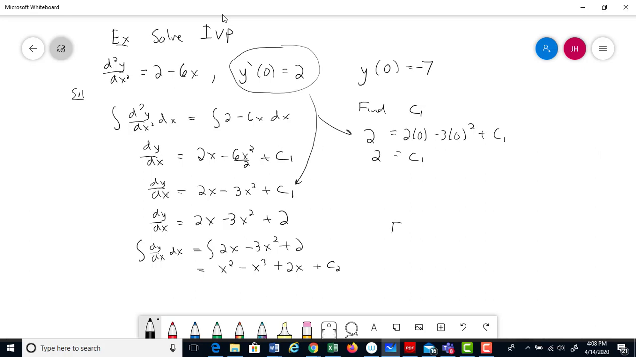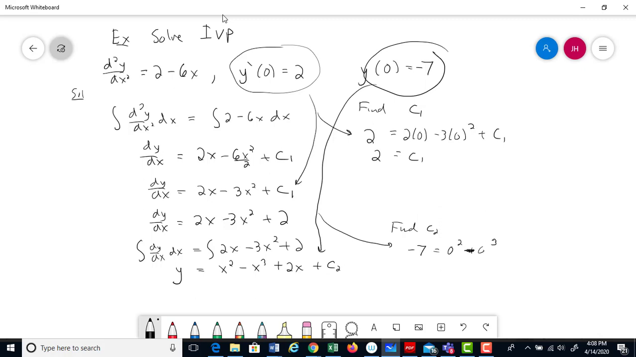In order to find c2, I'm going to use this one. We're going to plug that into here, and it's going to give us this. Remember that this is y, right? So y is equal to negative 7 when x is equal to 0. So c2 is equal to negative 7. Our final answer is y equals x squared minus x cubed plus 2x minus 7.